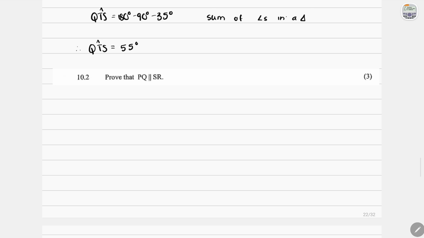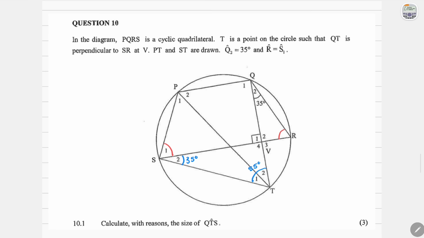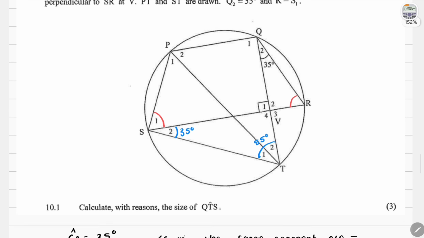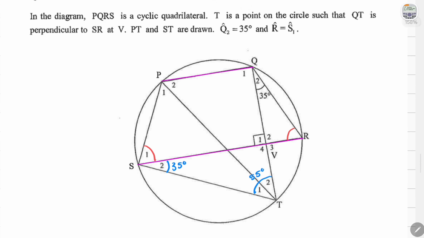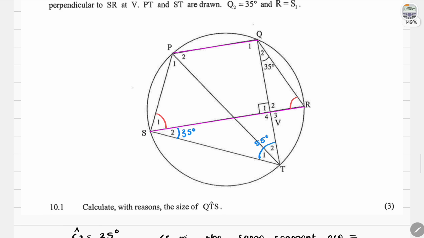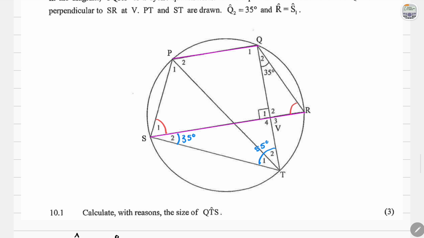Question 10.2 says, prove that PQ is parallel to SR. Okay, so proving that two lines are parallel. To do this, we would have to use theorems that relate to parallel lines. Now that we have these two lines, we can use fan angles. That would be the easiest way that you could think about it, because fan angles only work on parallel lines. So if these lines are parallel, then it means the alternate angles are equal.